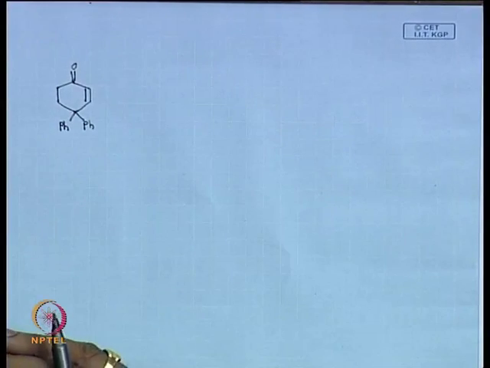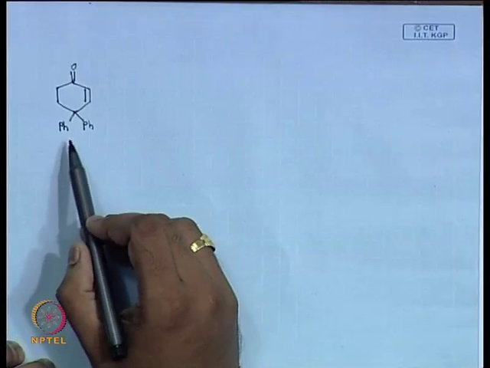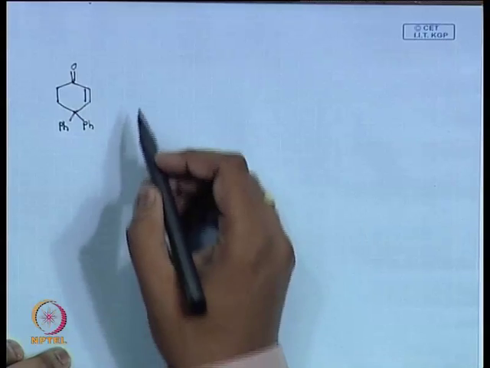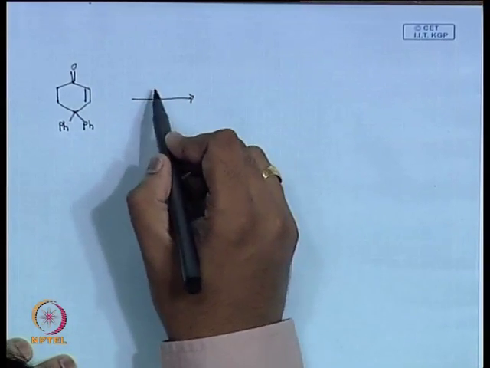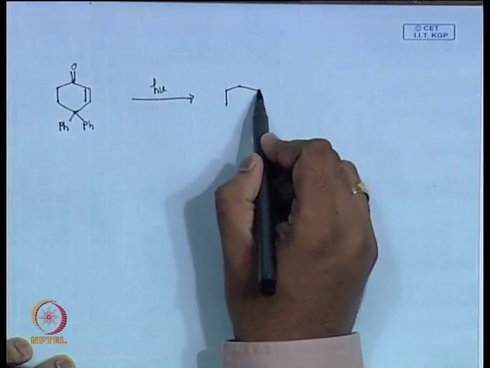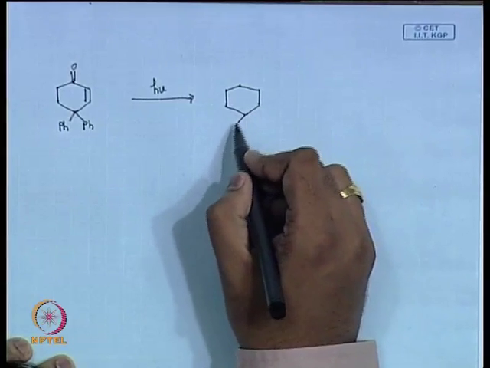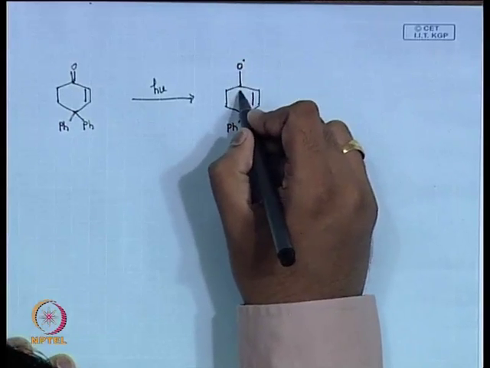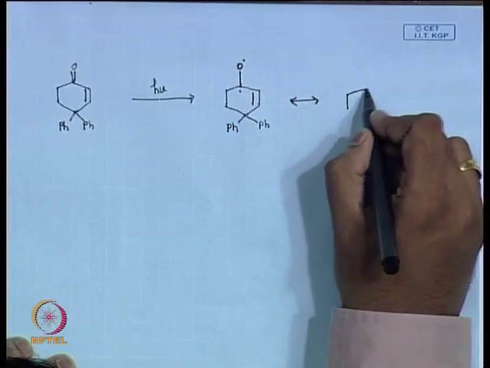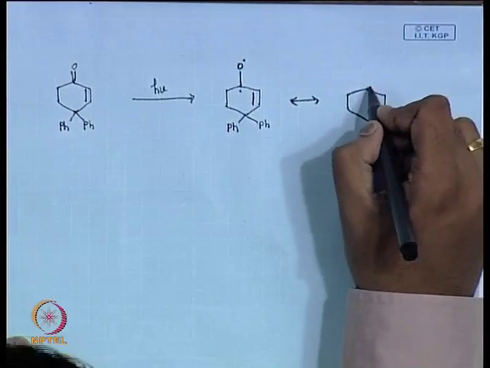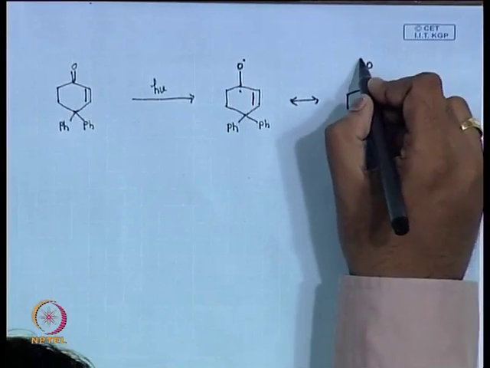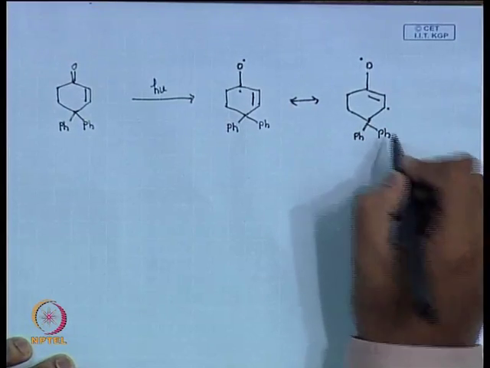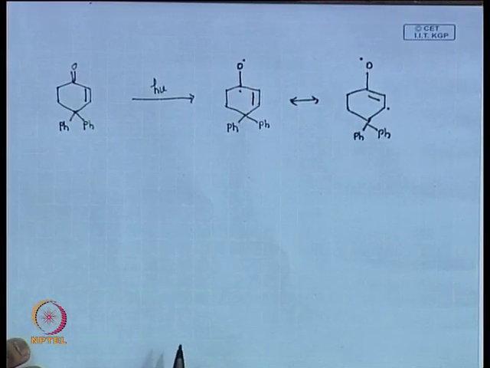The same compound I have taken, a cyclohexanone system, but in this case I am specific with my substituent. Previously I was putting R, now I am putting phenyl. So you will see what happens. When you irradiate this, yes, you know it goes to singlet, triplet, all this intersystem crossing. Then you end up with your nice O radical.